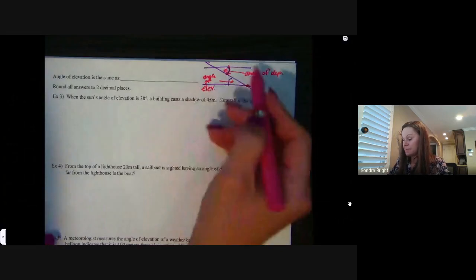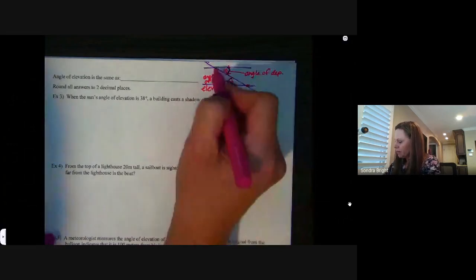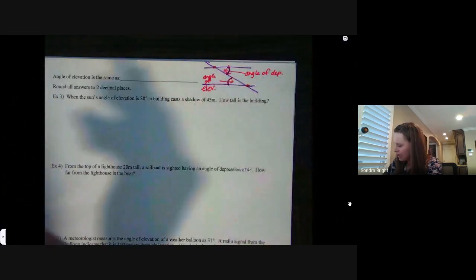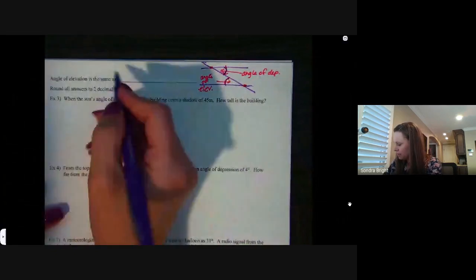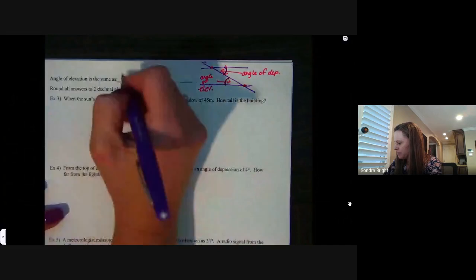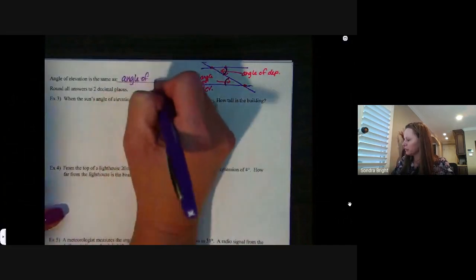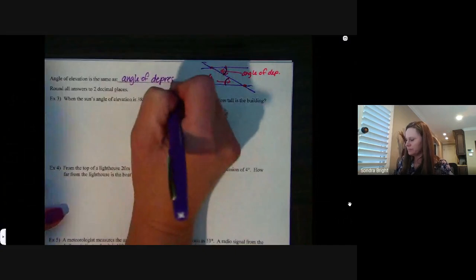All right, so that means that the angle of elevation is going to be the same as the angle of depression. And that's because alternate interior angles are congruent. These two guys are congruent.